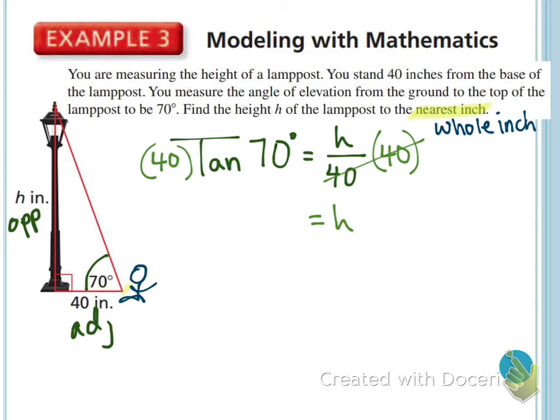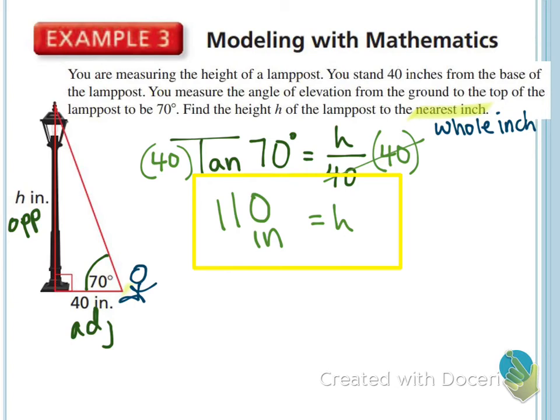So remember, to the nearest whole inch. I believe you get 109.89. So what is that rounded to? Whole inch, so 110 inches. They wanted us to round to the nearest whole. 110 inches, which is like 9 feet and change. So technically you could have taken a tape measure, but there are harder problems in life.